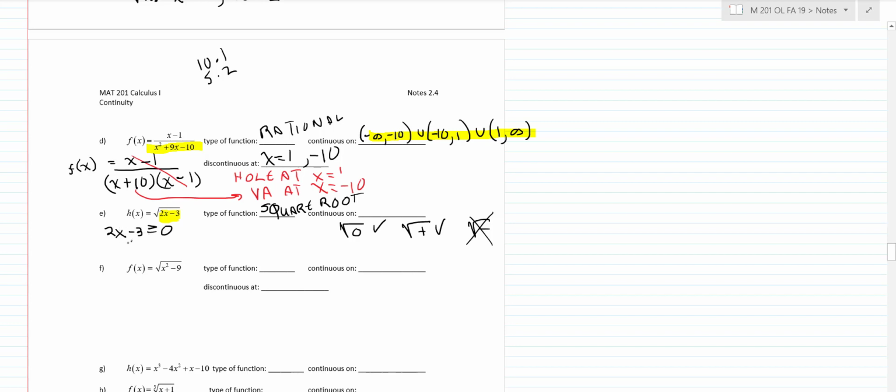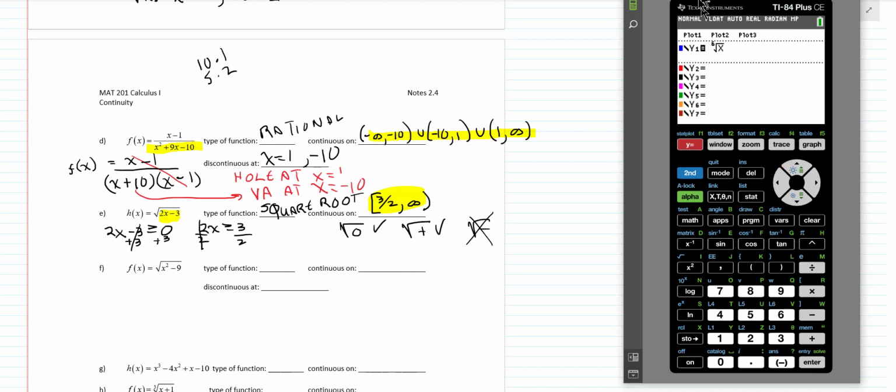Well, go ahead and solve it. You just add 3 to both sides. You can do all this in your head if you want to. So we get 2x greater than or equal to 3. Divide by 2. So you get this. Okay, so we would say that we're continuous on the interval bracket 3/2, infinity. Okay, like that.